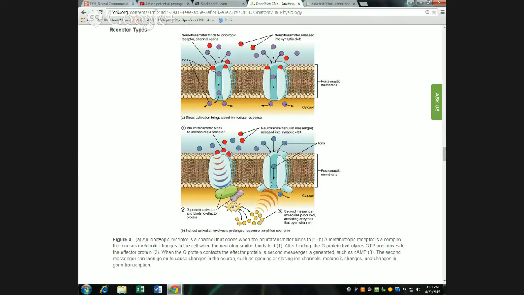In the book, I define them a little bit better. There's the ionotropic receptor, which is the direct one, and the metabotropic, which is the one that causes metabolic changes inside the cell.